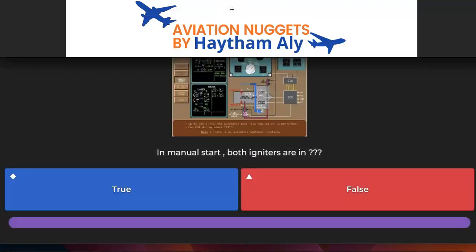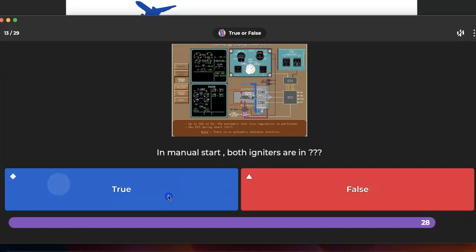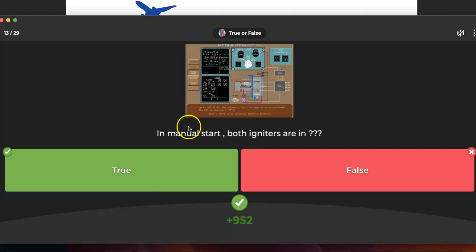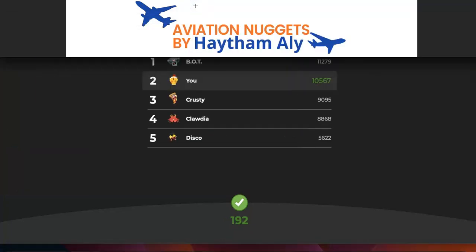In manual start, both igniters are in. This statement is true. Yes, in manual start, both igniters are coming to have the fuel air mixture burn at different locations inside the combustion chamber. So we assure a high efficiency starting operation. This is the function of dual ignition, or dual igniters.